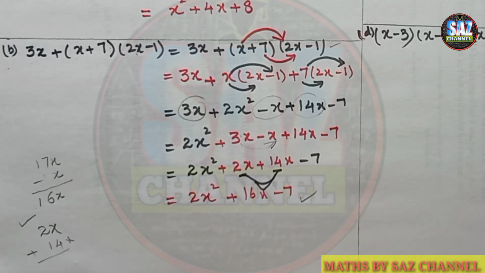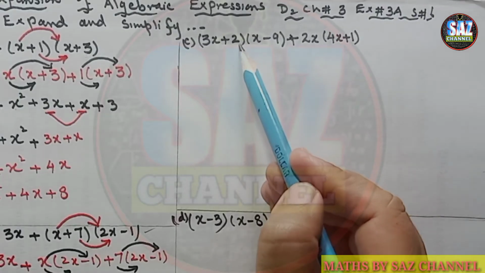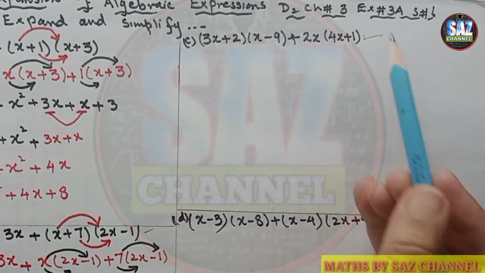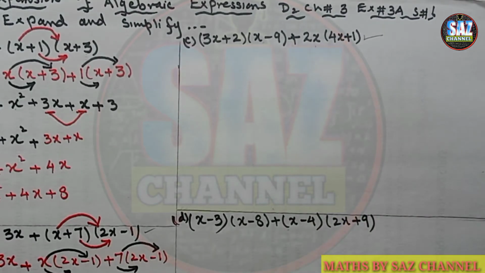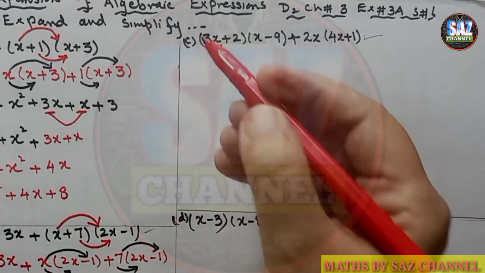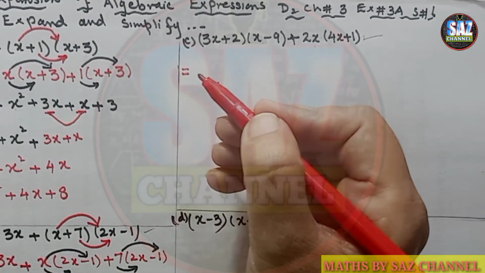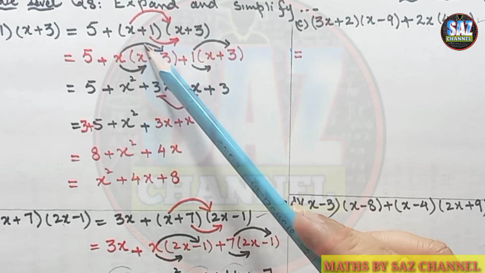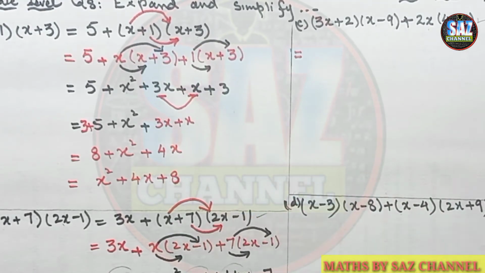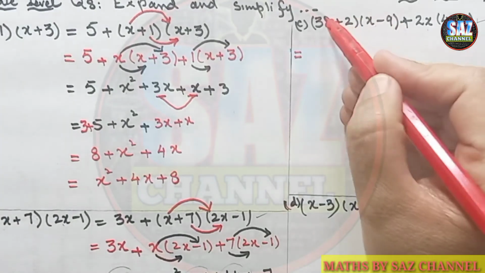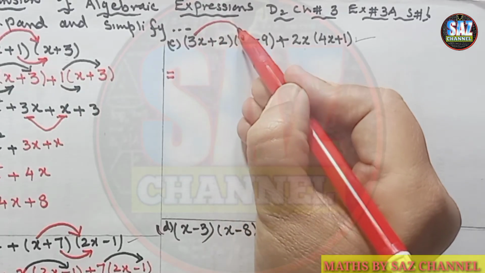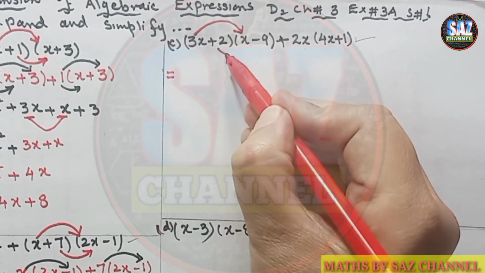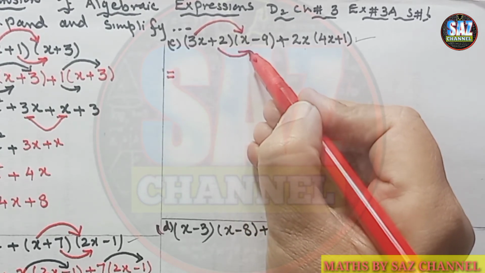And let's move to the next part, and the next part is 3x plus 2 into x minus 9 plus 2x into 4x plus 1. Okay, so a little complex question, so don't worry. If the basic rules are clear, then the question will not be difficult. If you compare this part of the question, this is similar to the second part of part A and part B. Okay, now what we have to do is multiply the first bracket with the second bracket carefully. I have to take the first term of the first bracket, get the product with the second bracket, and repeat the process for the second term of the first bracket.